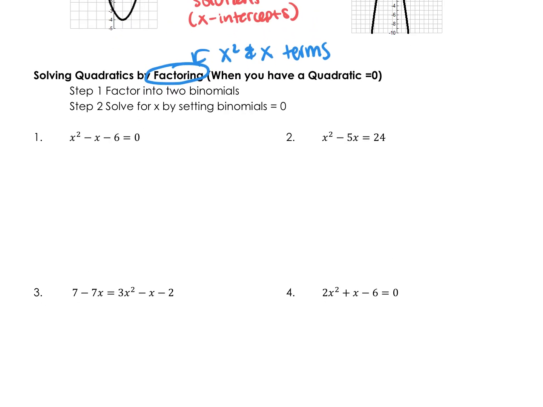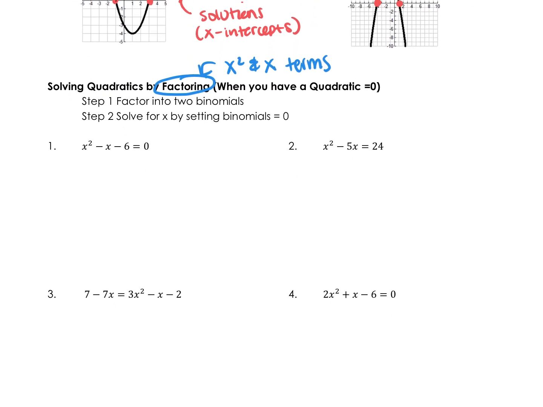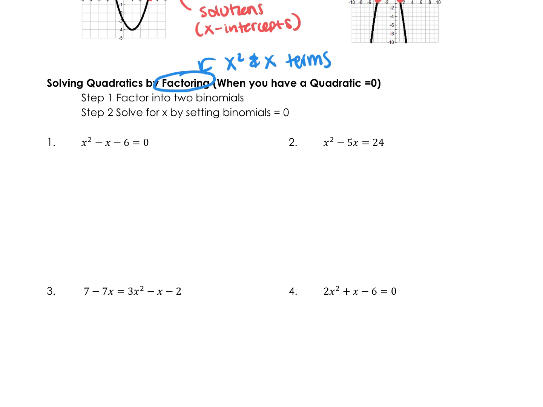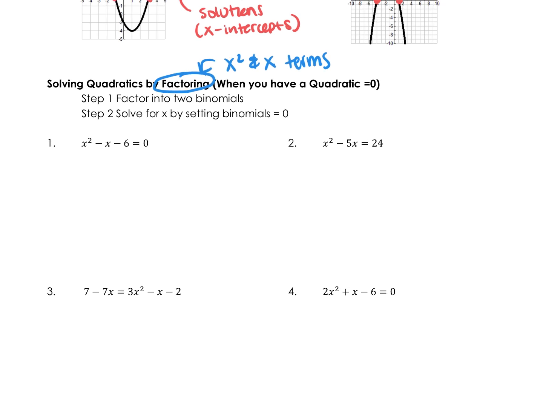So for the factoring, you will do that whenever you have an x squared and an x term, both of them. Okay? So there's basically 3 steps here. 1, you want to make sure your quadratic is equal to 0 before you even start this method. So out of these 4 problems, which ones are already equal to 0? Sorry, go back to the front page. The first one is already equal to 0, and the 4th one, right? These 2 are not equal to 0, so we'll have to make sure those are equal to 0 before we start. So that's the first thing. You want to make sure it's equal to 0.